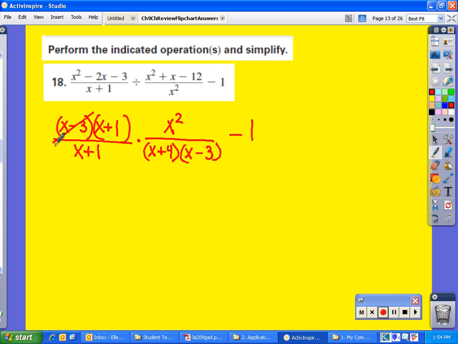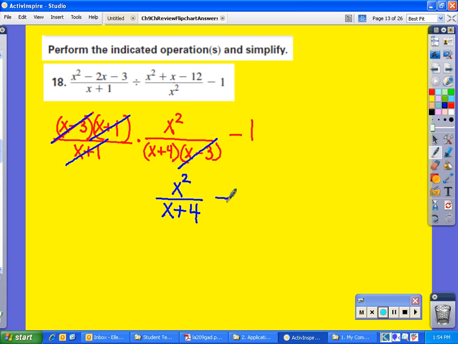It looks like we can cancel out an x minus 3 and an x minus 3, an x plus 1 and an x plus 1, and I guess that's about it. What we're left with is x squared over x plus 4.